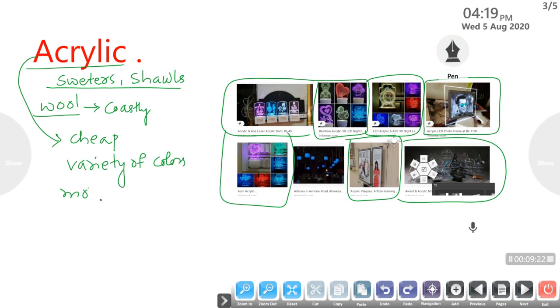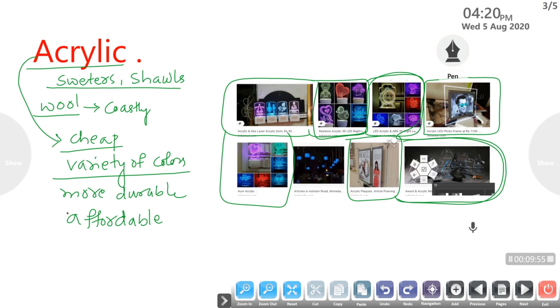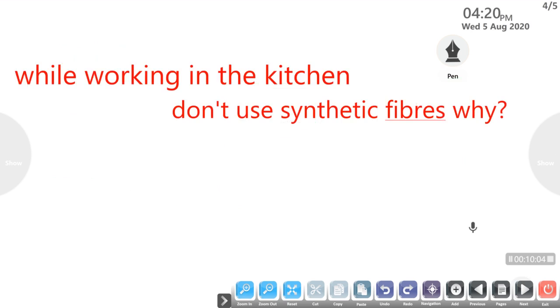Okay, it's more durable, and also affordable. So these are some of the properties of acrylic items. Okay, just observe these diagrams. You have a homework: just list out the acrylic items which you are using in your daily life. These photo frames, watches, and some gift items are made of acrylic. It is very cheap. We have different varieties of colors in this one, and it is more durable and affordable. So these are the properties of acrylic.